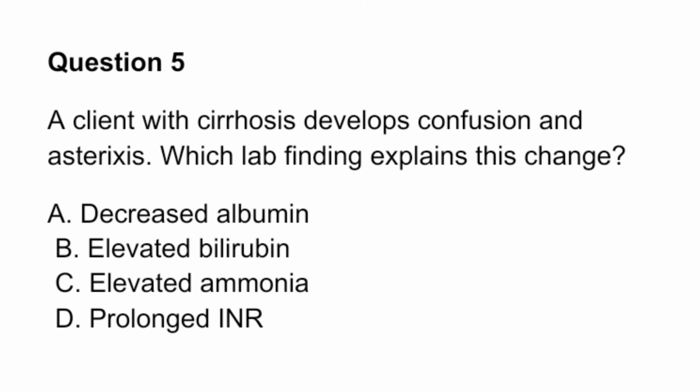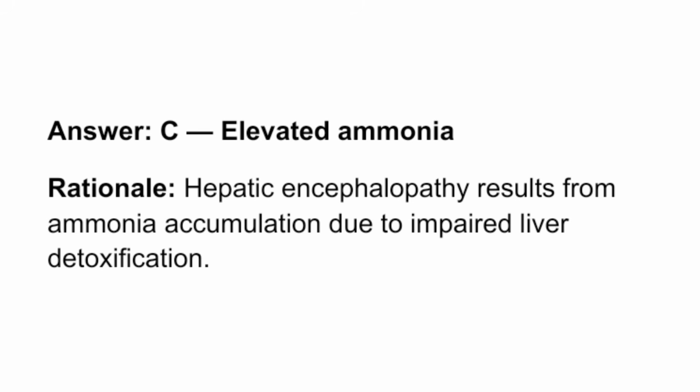Question 5. A client with cirrhosis develops confusion and asterixis. Which lab finding explains this change? A. Decreased albumin. B. Elevated bilirubin. C. Elevated ammonia. D. Prolonged INR. Answer is C. Elevated ammonia.